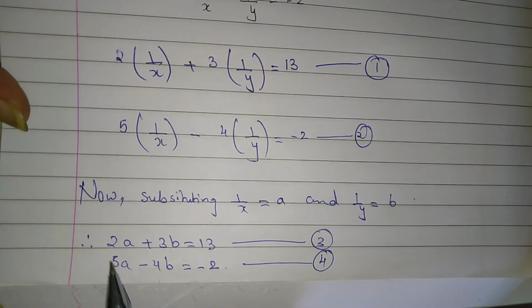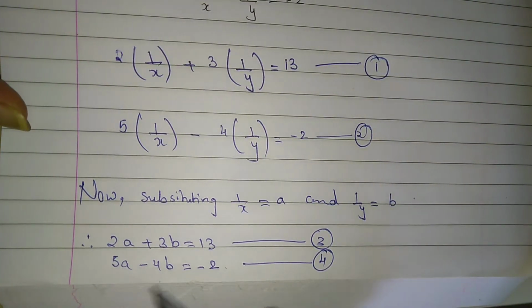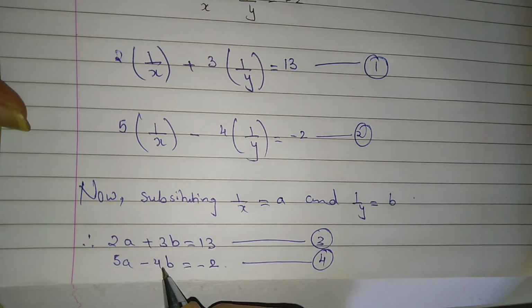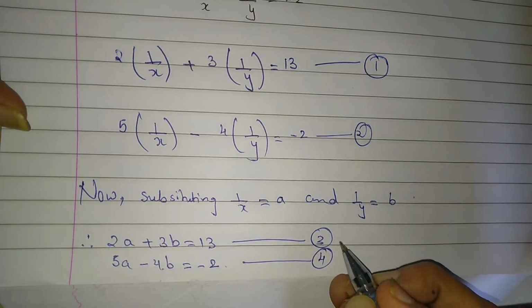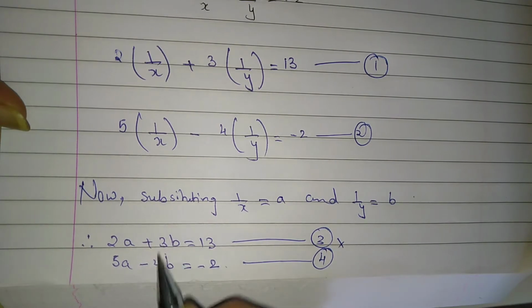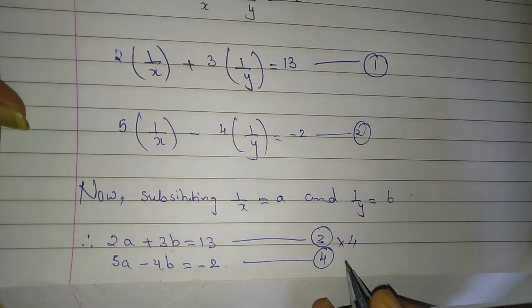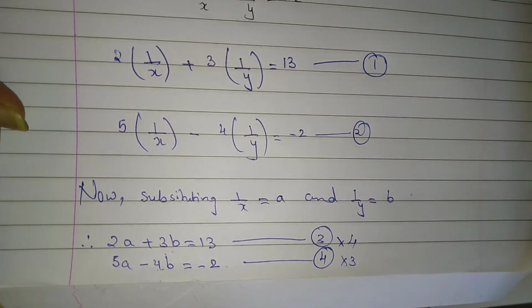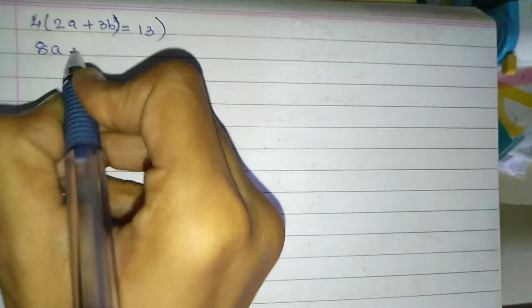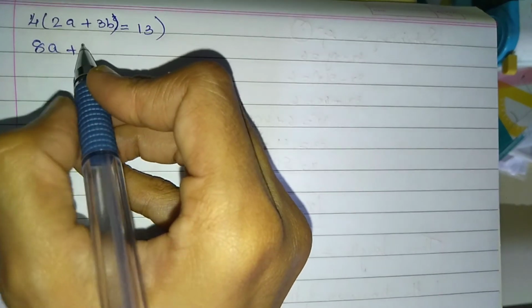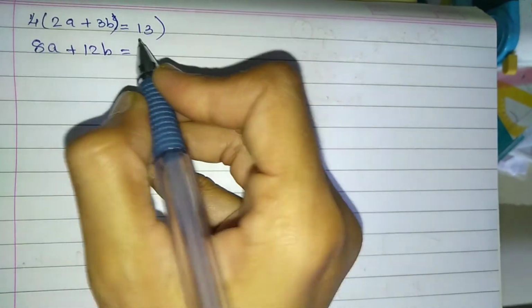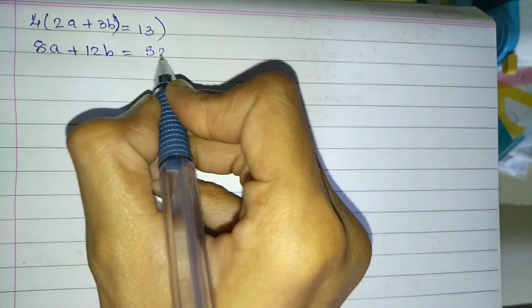Now same as the substitution method, in the elimination method, just make one variable the same and cancel it. So I am making the variable b the same. Multiply 3 into 4 which is 12 and 4 into 3 which is 12, so 12 you can cancel. Let us do it. Now this is your equation. We have to multiply the whole equation by 4. So 4 twos are 8a plus 4 threes are 12b equal to 13 fours are 52.